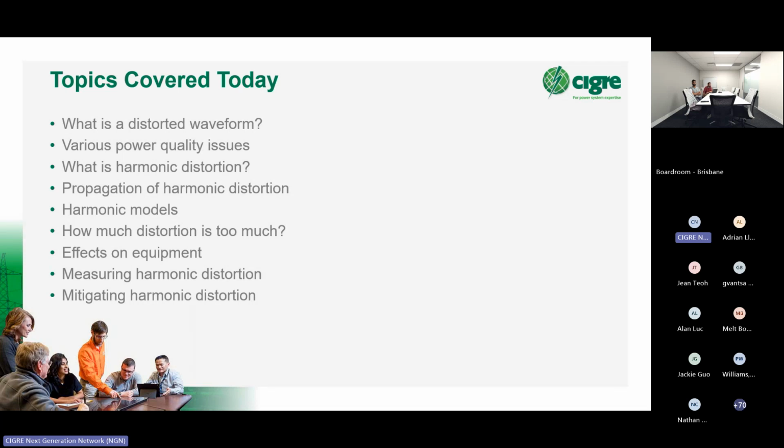And we will go through what power quality issues are in general. When we talk about power quality, what is power quality? And as a subset of power quality, we will cover what harmonic distortion is, and then see how it propagates into the grid. We will have a look at the harmonic models, which are the tools to represent a real device in a circuit and to replicate in that circuit the effects that it has on distortion.